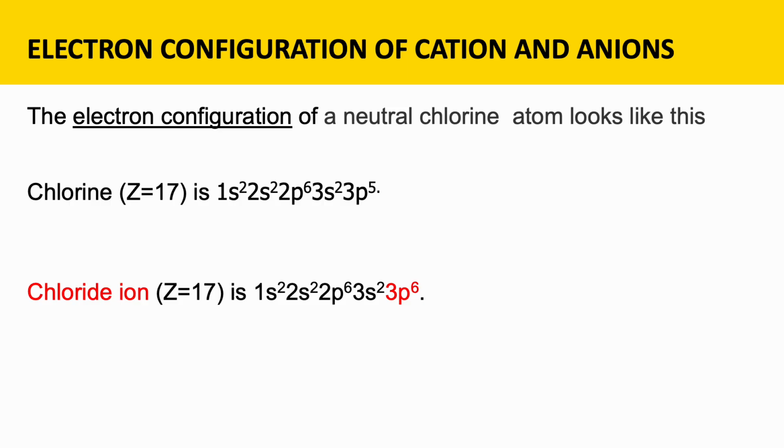So actually, chloride ion, calcium 2 plus, and argon are isoelectronic, meaning they have the same electron configuration. Okay, so you can take note of that. Taking note that this should be 18 because you added another electron.